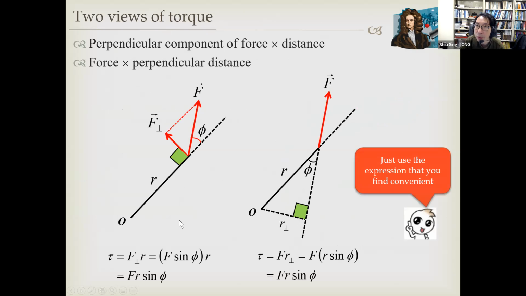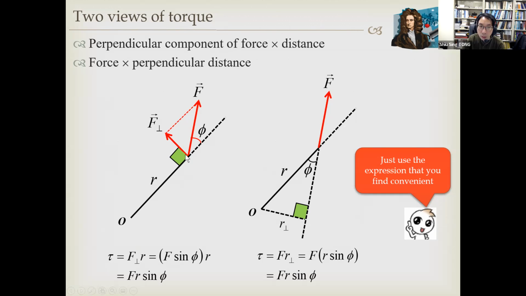Now there are actually 2 views about torque. In your high school study, you may have found the torque or moment of force by multiplying the force with the perpendicular distance of the pivot from the point of action. The two points of view are actually equivalent. What we have introduced is the first one. We resolve the force in the direction perpendicular to this radius r, so we have F perp multiplied by r, and we define it as torque.